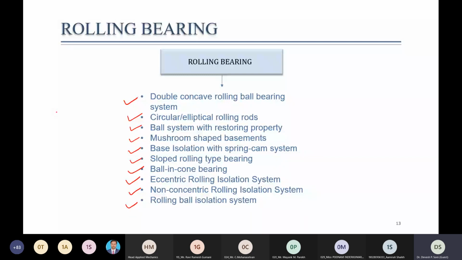See, the general configuration is something like this. There will be one plate at the top and one plate at the bottom, and then spherical balls are inserted in between. Okay. So this is the general construction of rolling bearing system. We will discuss one of them here.